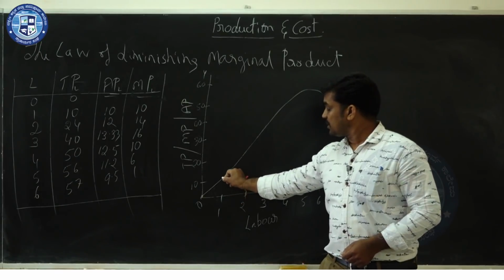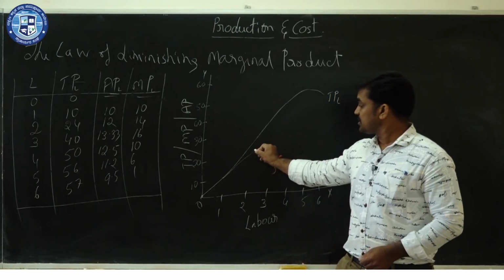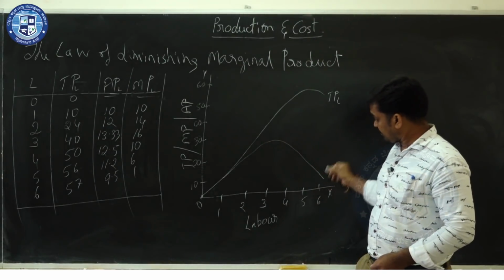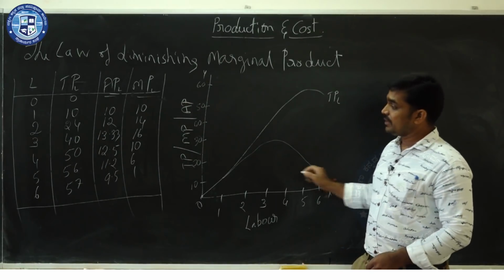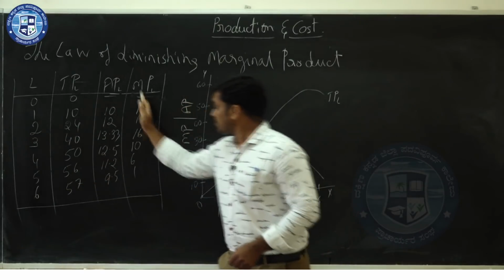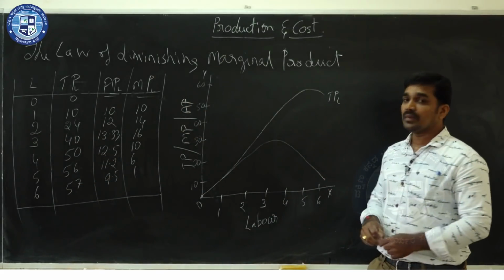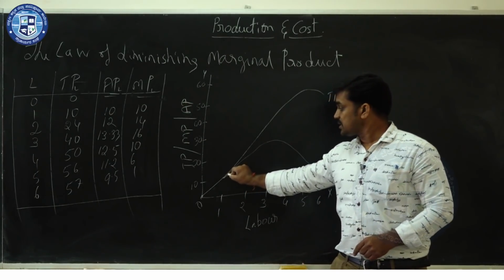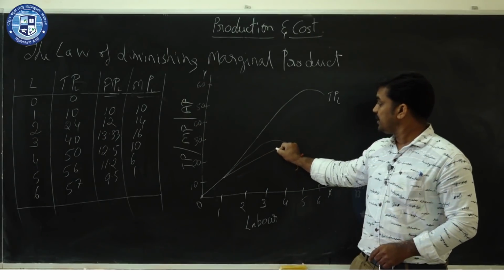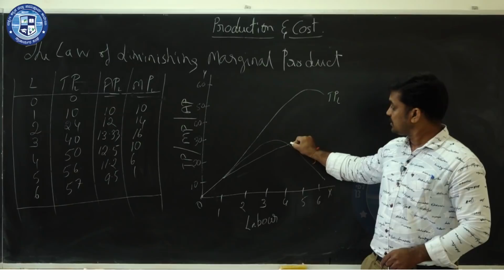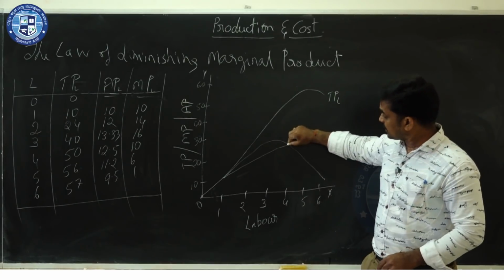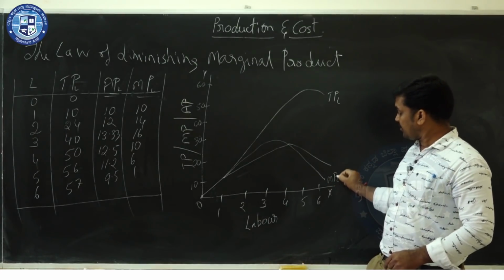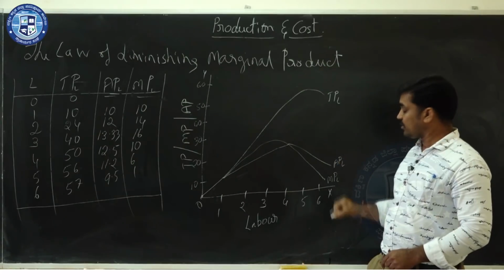For the first units of labor, marginal product increases, reaches a maximum, and thereafter starts falling, and at 6 units of labor marginal product becomes 1. Average product also starts increasing from the first unit, reaches a maximum, and after that starts falling. This curve indicates marginal product of labor and this curve indicates average product of labor.